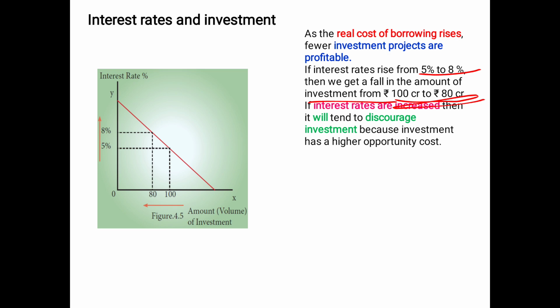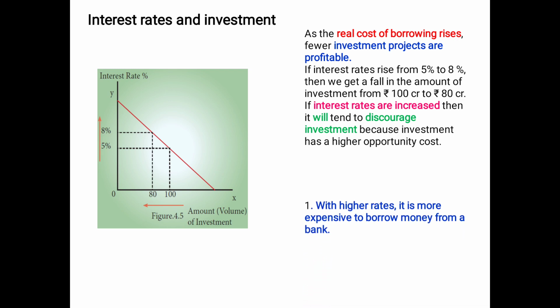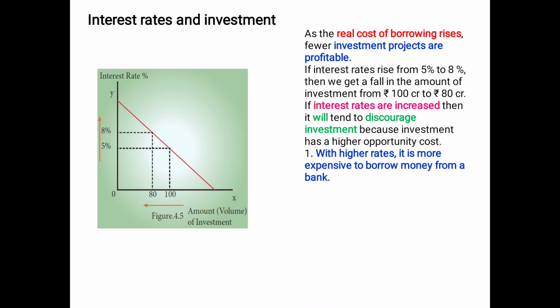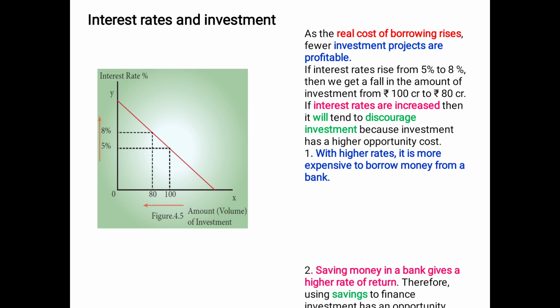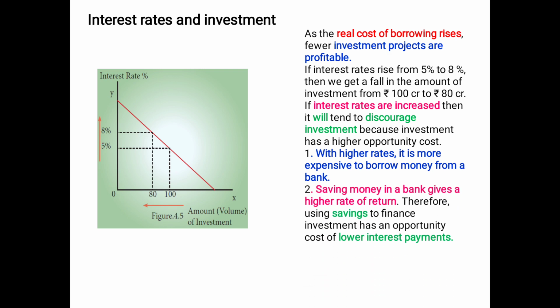Next, when the rates of interest are increased, it will tend to discourage investment. When the interest rate is 8%, the investment is discouraged and it is coming down. So here, with higher rates, it is more expensive to borrow money from the bank because you have to pay a high percentage of interest. Saving money in the bank gives a higher rate of return.